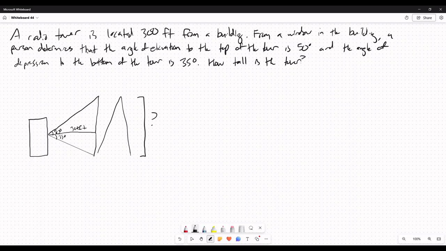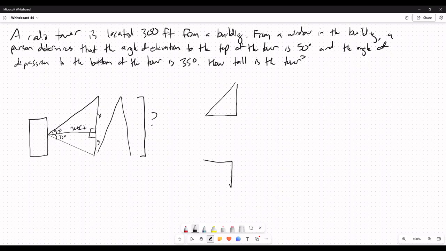Now, I have a big triangle that isn't a right triangle. But what I do also have is two smaller right triangles with side lengths x and y. And if I can find both x and y, that will tell me the height of the tower. So let's solve our two different problems and then see what we can come up with.